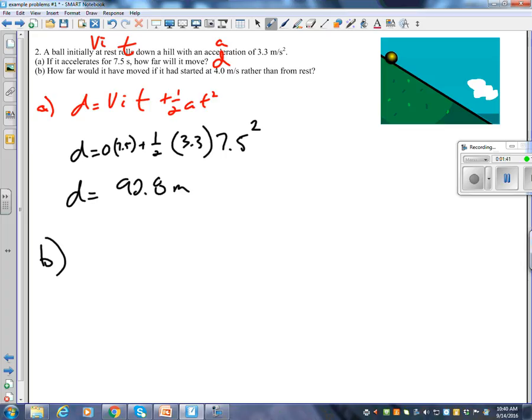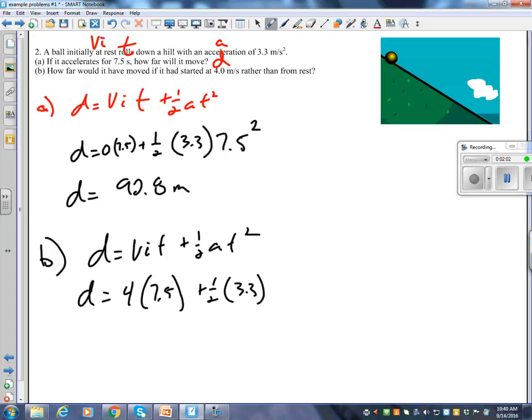Part B, how far would it have moved if it had started at 4 meters per second rather than rest? So all this is just a way to show you how to use this formula if the initial velocity is not 0. So VIT plus 1/2 AT squared. Initial velocity is 4, 7.5, 1/2, acceleration 3.3, 7.5 squared. I tend to have these two numbers together written down, but in this case I don't. So it's 122.8. And why? Well, because it was going at initial speed before, right? So that's it.